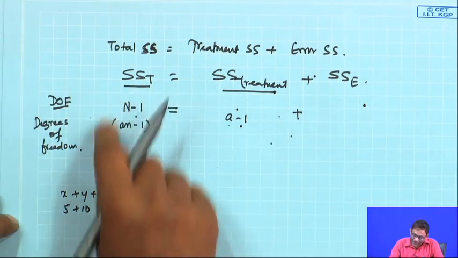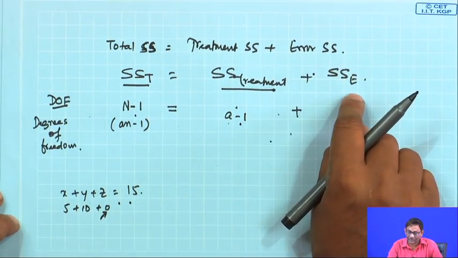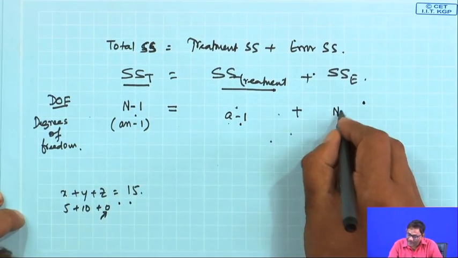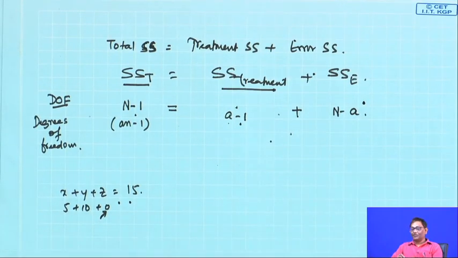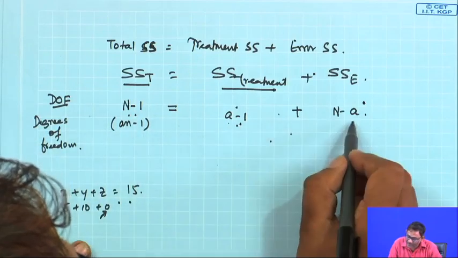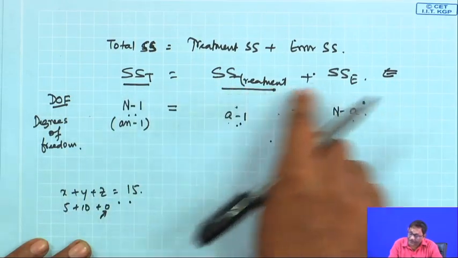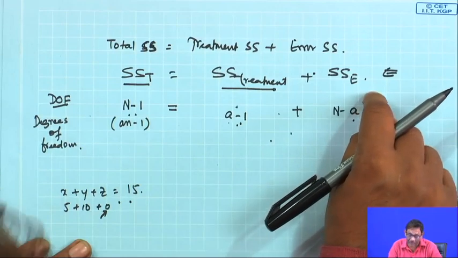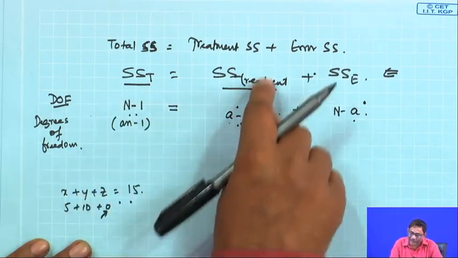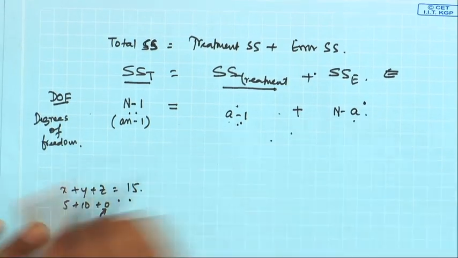What happened? The total degrees of freedom remains for calculation of error. Already here a minus 1 degrees of freedom is used, here 1. So what will happen? You have n minus a degrees of freedom left to calculate the error, and you see n minus 1 equals a minus 1 plus n minus a. That means not only the total sum of squares is divided into 2 parts, like sum of squares treatment and sum of squares error, your total degrees of freedom is also divided into 2 parts. Total degrees of freedom is equal to treatment degrees of freedom plus error degrees of freedom. Very, very important concept. Okay.